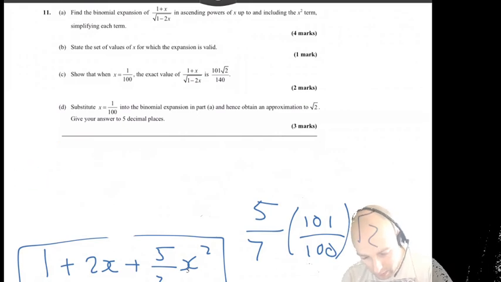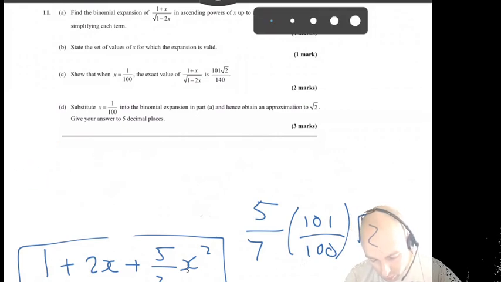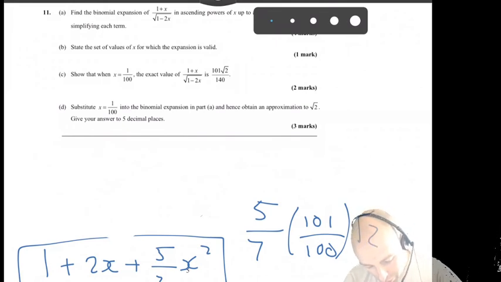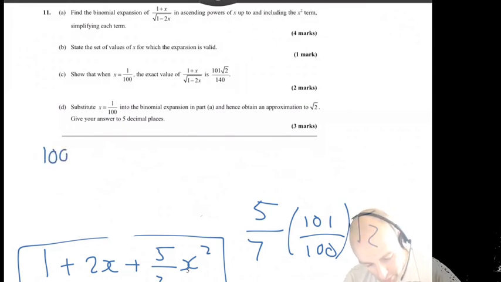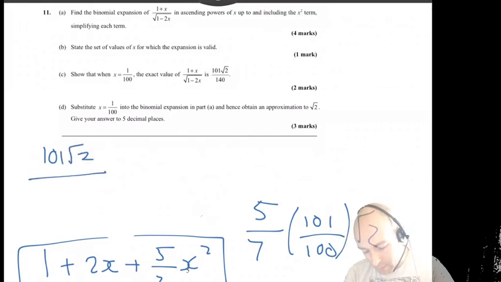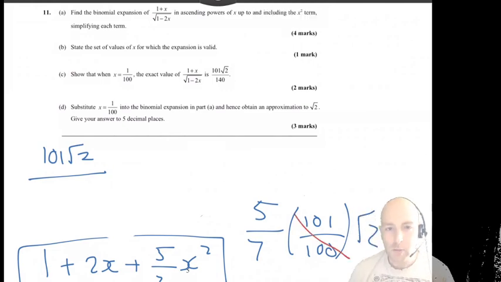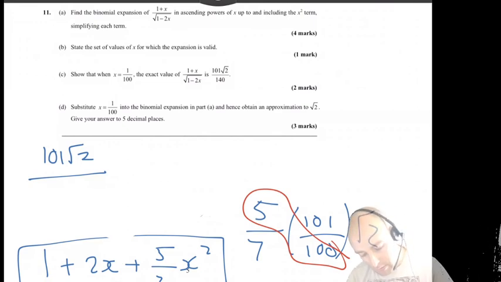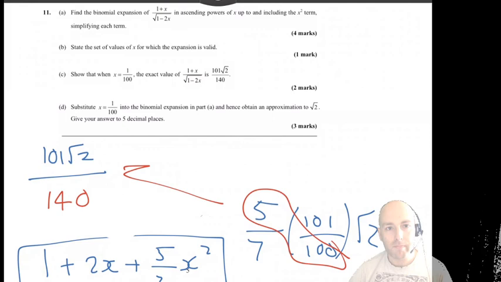This is almost there now. So 5 times 101. Basically, looking at the answer and seeing where we're going, we've got 101 root 2 on top already. Now, I can see that we've got 5 over 100. So I can divide the top by 5 to get 1 and the bottom by 5 to get 20. And 20 times 7 is 140. So that turns into that.